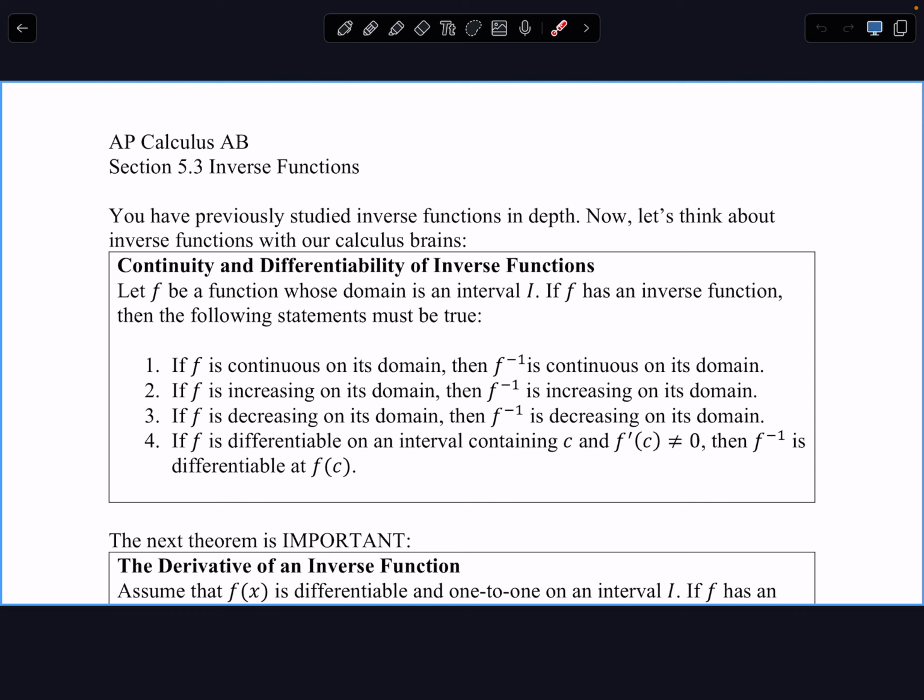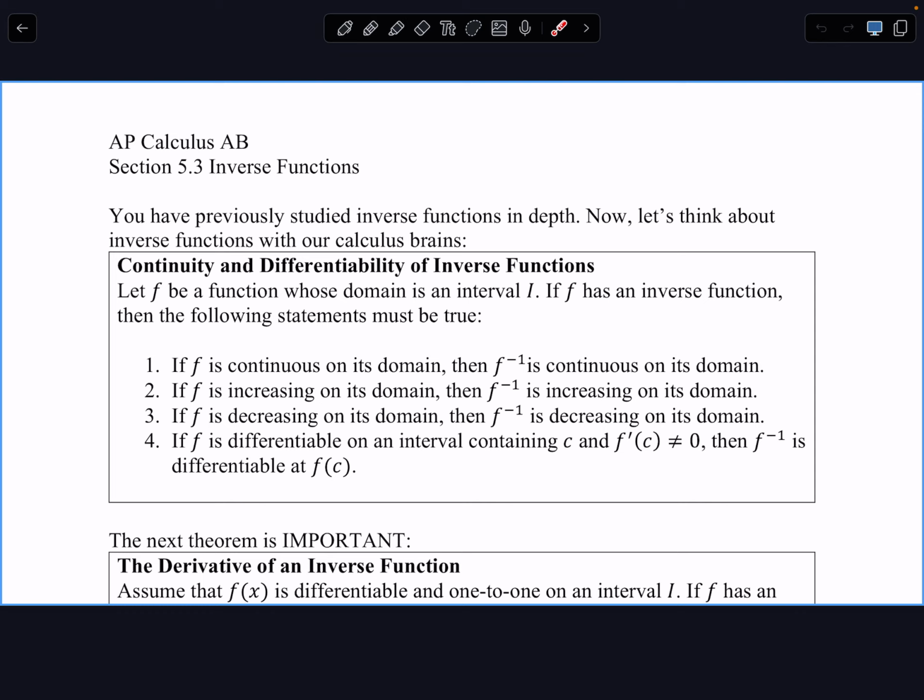Okay. So let's look at some of these statements about continuity and differentiability of inverse functions. If f is a function whose domain is on some interval I, and if f has an inverse function, the following statements are true. And if f has an inverse, it means it is what type of function? One-to-one. Okay. If f is continuous on its domain, then f inverse is continuous on its domain.